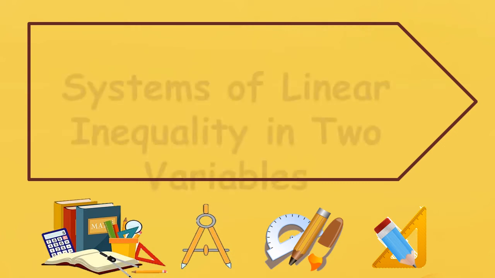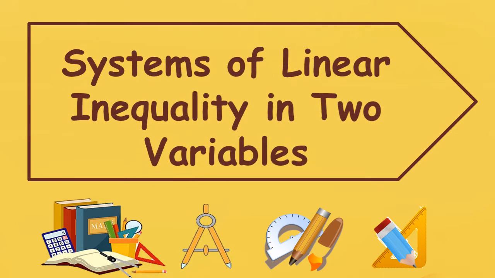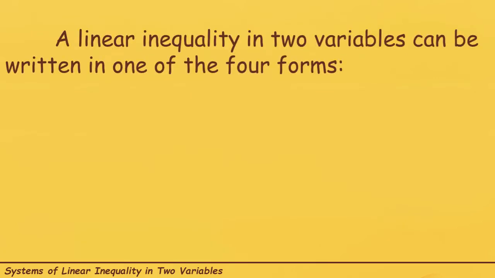Today, we will talk about systems of linear inequality in two variables. Let's take a review first about a linear inequality. A linear inequality in two variables can be written in one of the four forms.